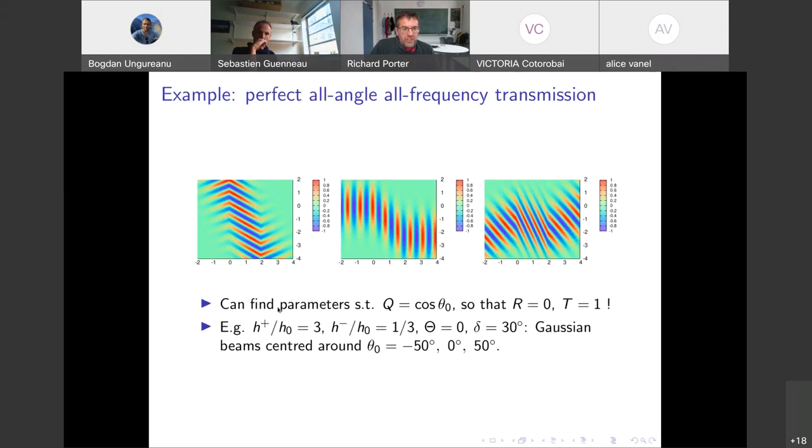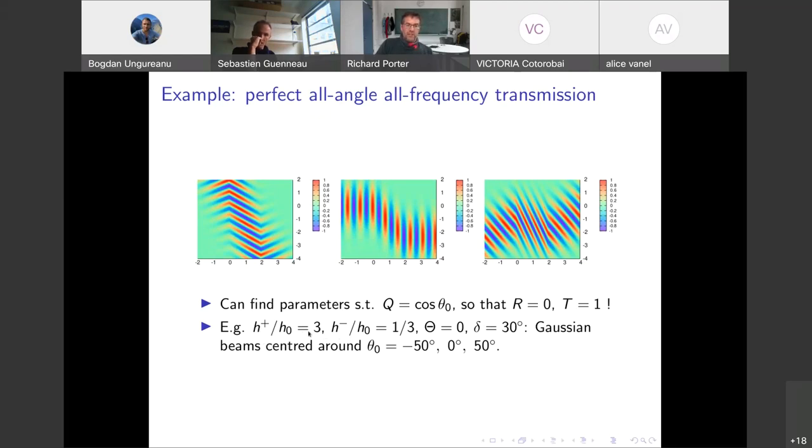Okay, it then also turns out, because of the particular structure of this thing that I called Q, that I can set Q to be equal to cos theta. And if you remember what Q was, it was embedded in the definition of R and T. That means that R can be equal to zero and I get total transmission for certain parameters. Okay, and here's just one set of parameters.